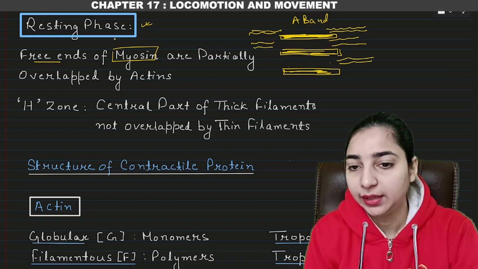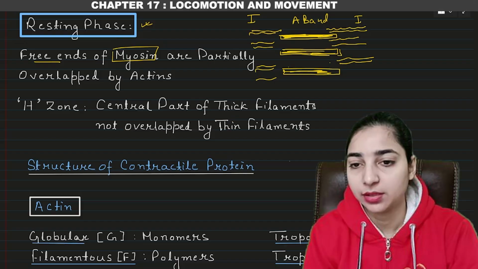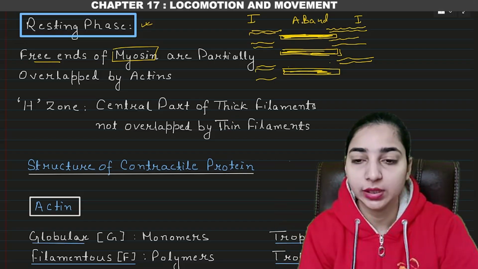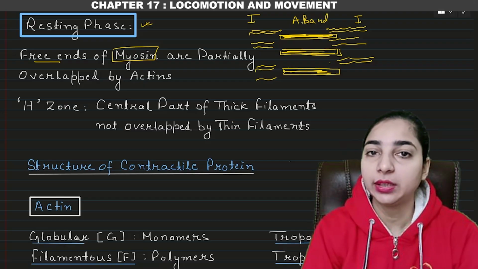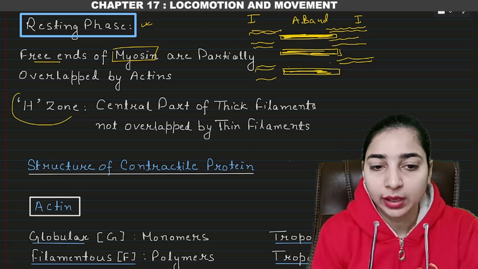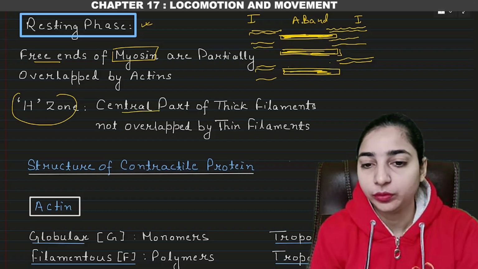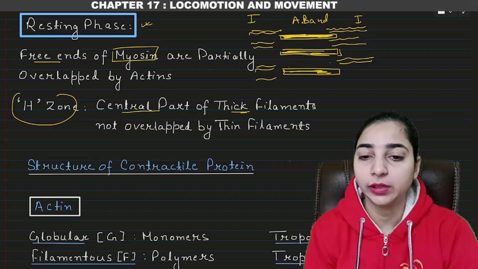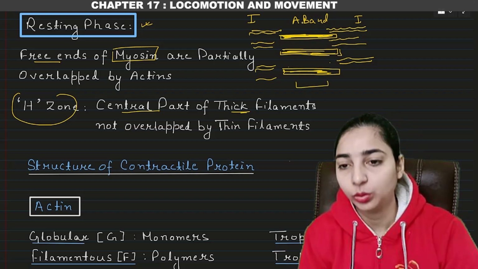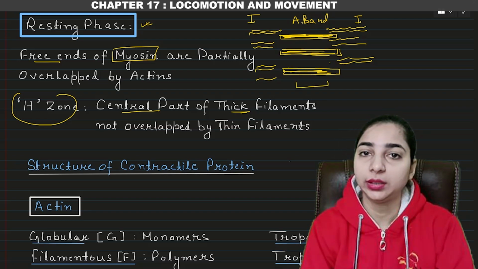So on the left side, it has the I band, and on the right side also it has I bands. So the A band is partially overlapped by the I bands on both the sides. This is what happens during the resting phase of the muscle. And the H zone, what is the H zone? I have already explained, it is the central part of the thick filaments which are not overlapped by the thin filaments. So the central part from here to here, which is not overlapped by the actins or the thin filament, is known as the H zone.